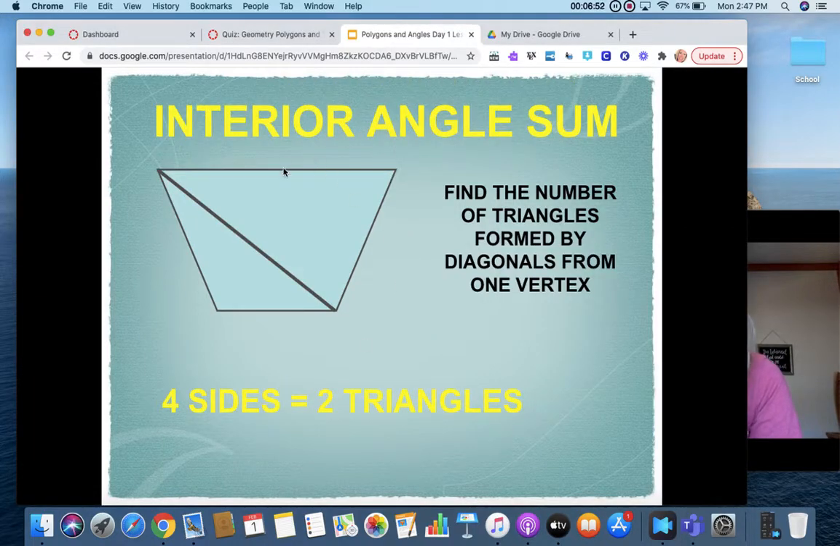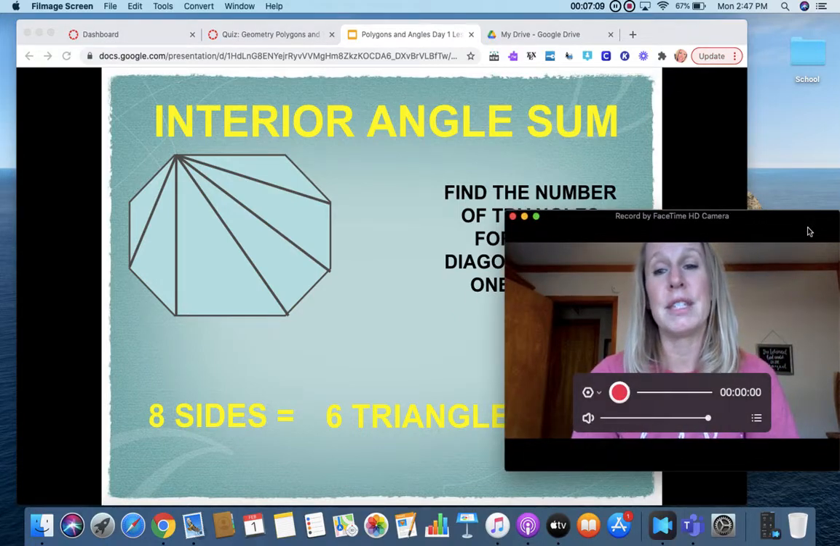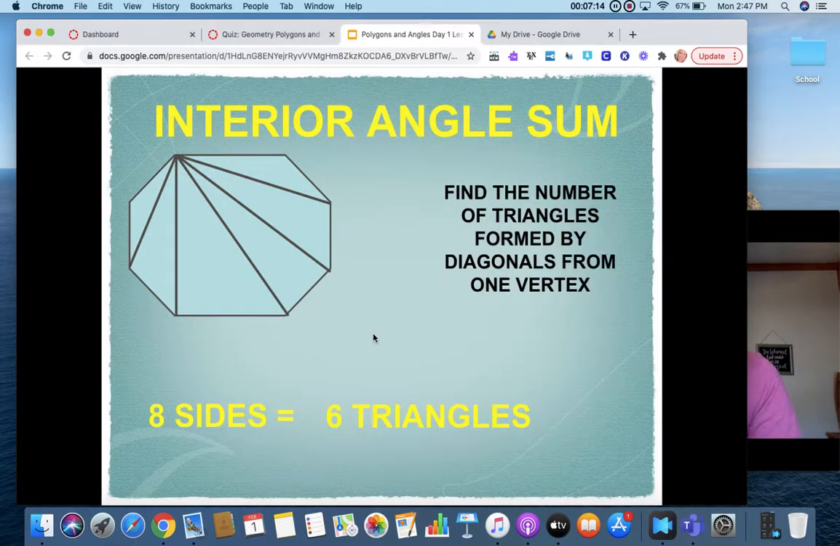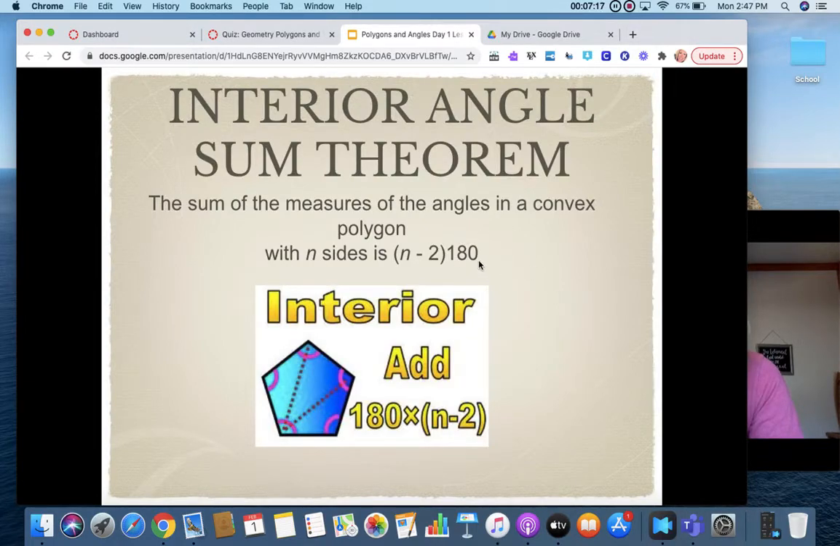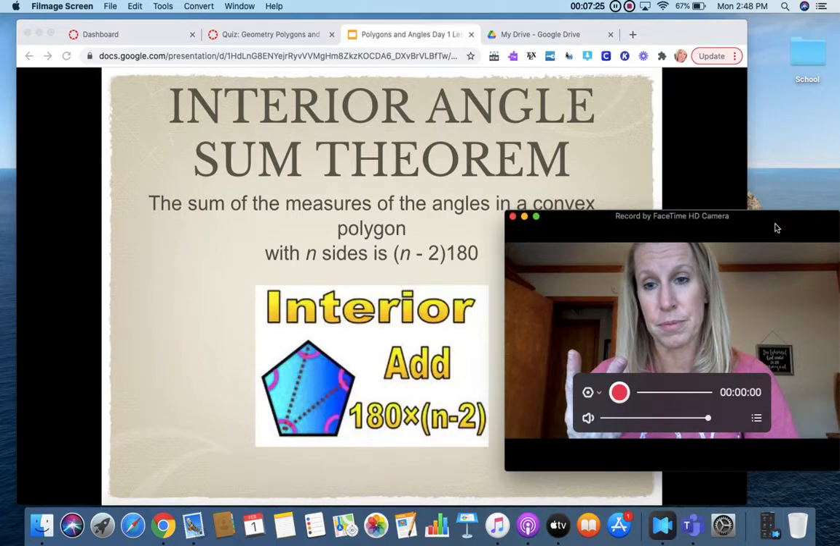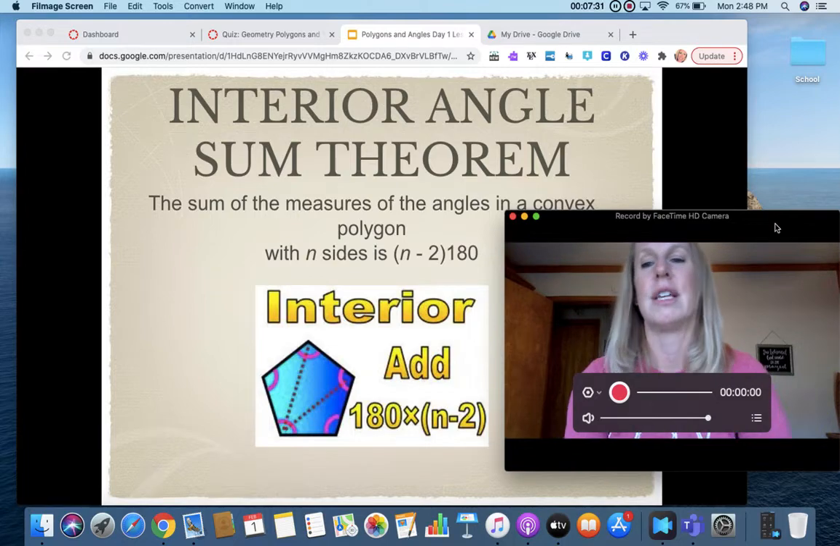Let's look at another one. This polygon has 4 sides, but there are only 2 triangles. This polygon has 8 sides, and there's 1, 2, 3, 4, 5, 6 triangles. Do you notice a pattern? So the number of sides minus 2 is always the number of triangles. And we know that all the angles in a triangle add up to 180. So to find the sum of the measures of the angles in any size polygon, you just do the number of sides minus 2 and multiply that times 180. That gives you the sum of all the angles inside a polygon.